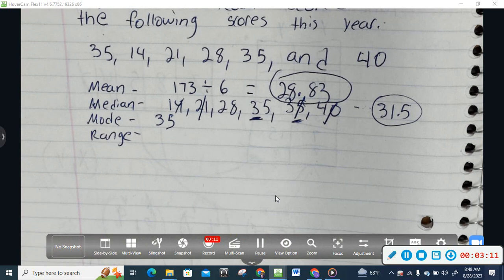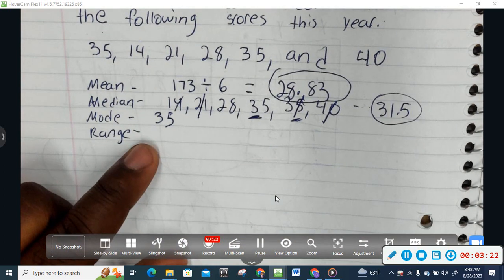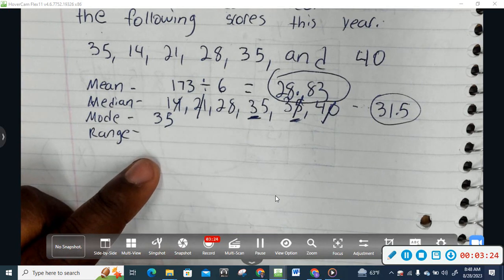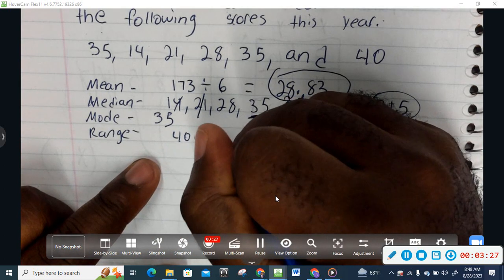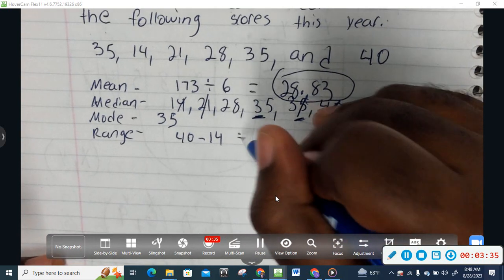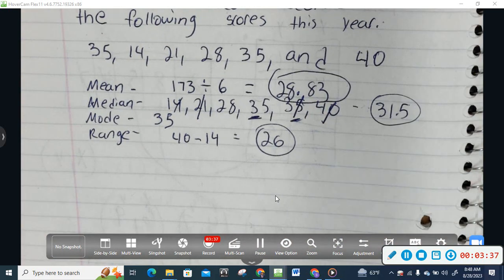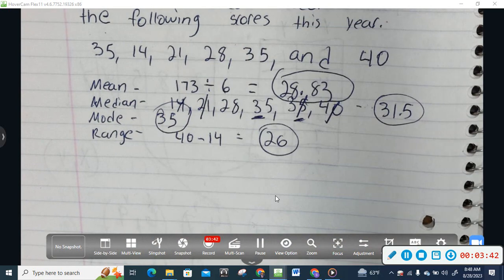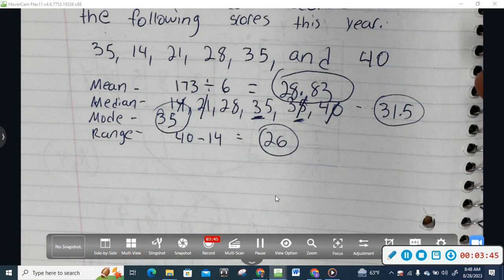And then range, what's my rule for range? This is the difference between the lowest and highest values. So what do I need to put in the calculator? 40 minus 14. Good. Yep, biggest minus smallest. 40 minus 14. What's going to give me 26? So my range is 26. Good. So those are my answers right there. If I got anything different, then y'all let me know. Okay?